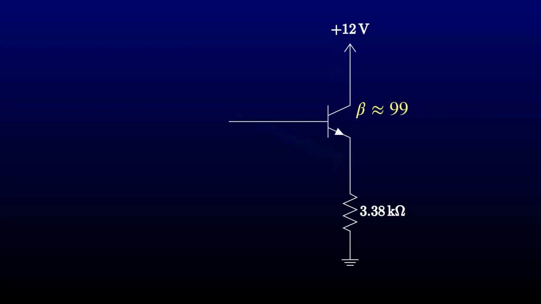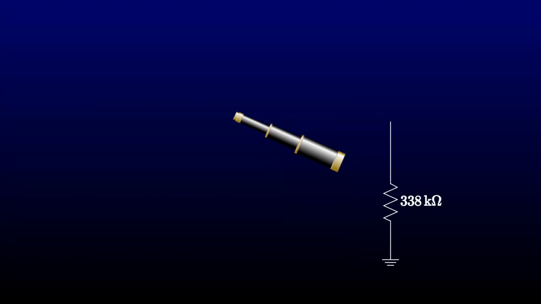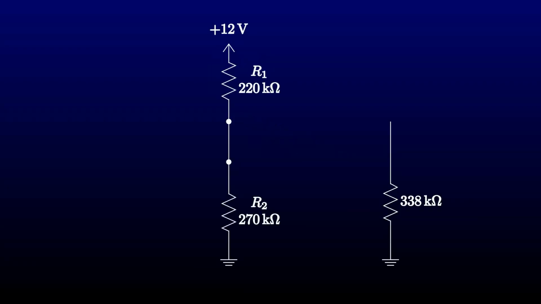We showed last time that the impedance looking into the base of a transistor is beta plus 1 times the impedance looking out of the emitter. So in this case, the base circuit will see 100 times the effective emitter load, or 338 kilohms. We can take a shortcut with the voltage divider.